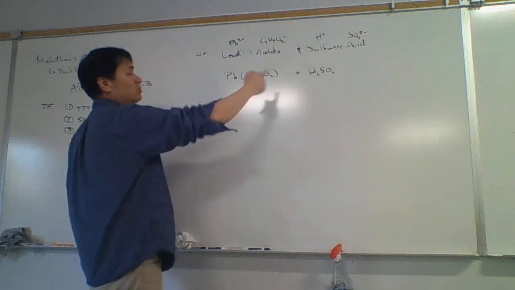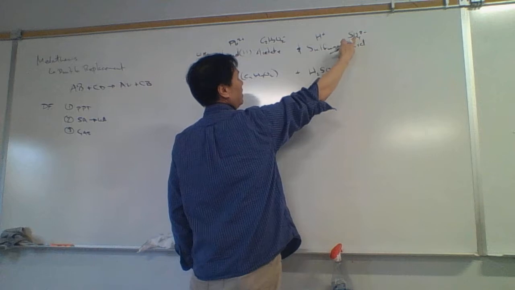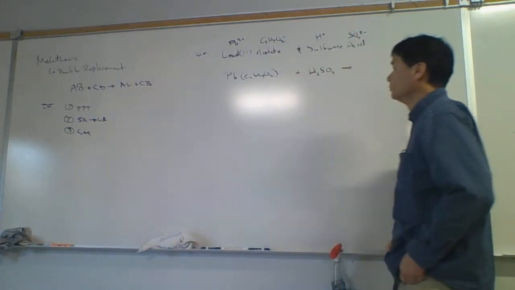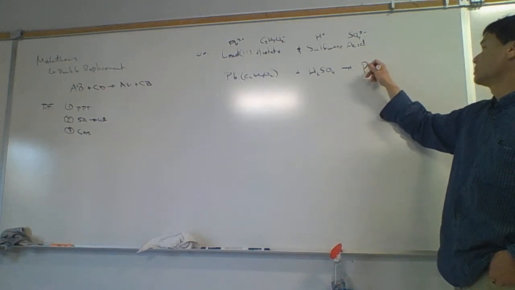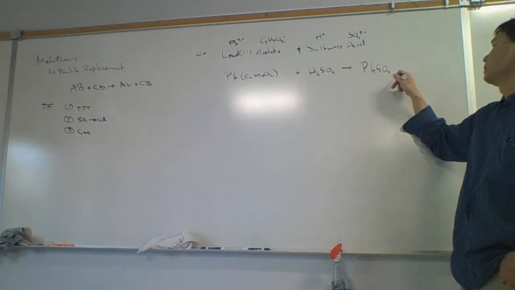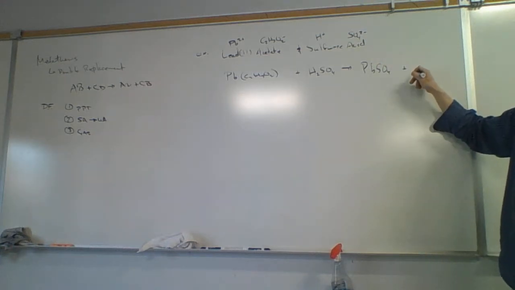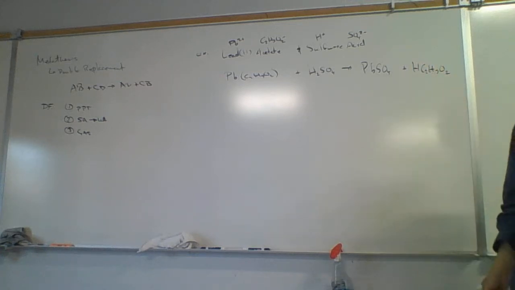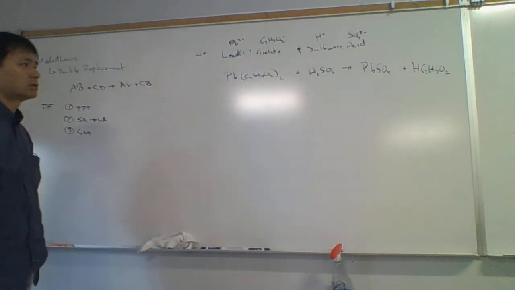So what we're going to do is switch anions. We're going to get the lead with the sulfate and the H plus with the acetate. So what forms here? Well, we're going to get lead II sulfate, which has 2 plus and 2 minus, so it's 1 to 1: PbSO4. And then an H plus with an acetate, that's plus 1 minus 1, so it's 1 to 1 also. Like that. We don't worry about balancing until the end. We just want to get the formulas correct.